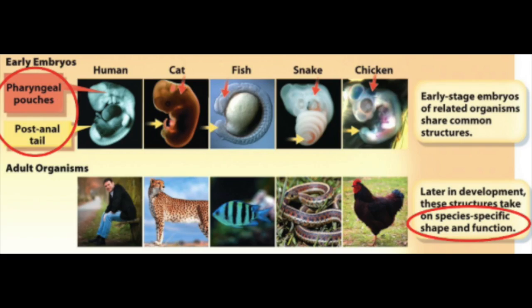Also, through this photo, you can see how the postanal tails are actually developed and shown in the same place in each embryo, which shows that we all come from a similar and common ancestor, but as we mature, it changes due to the differences in our own evolutions.